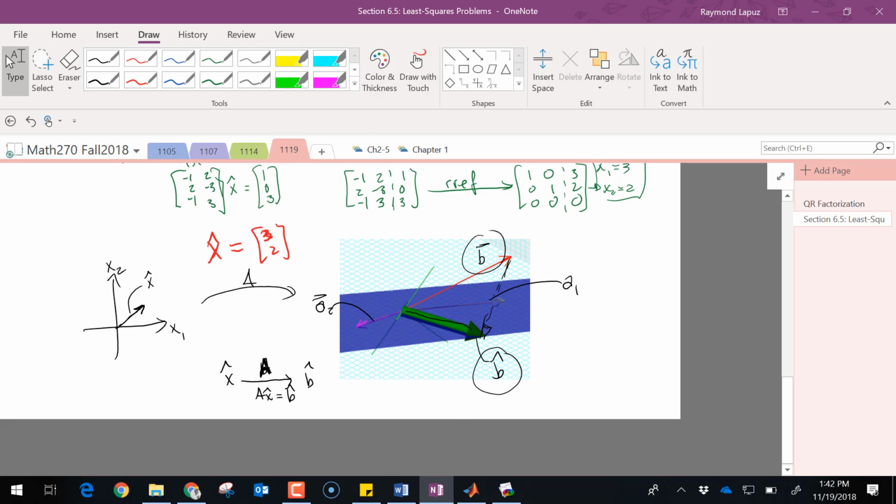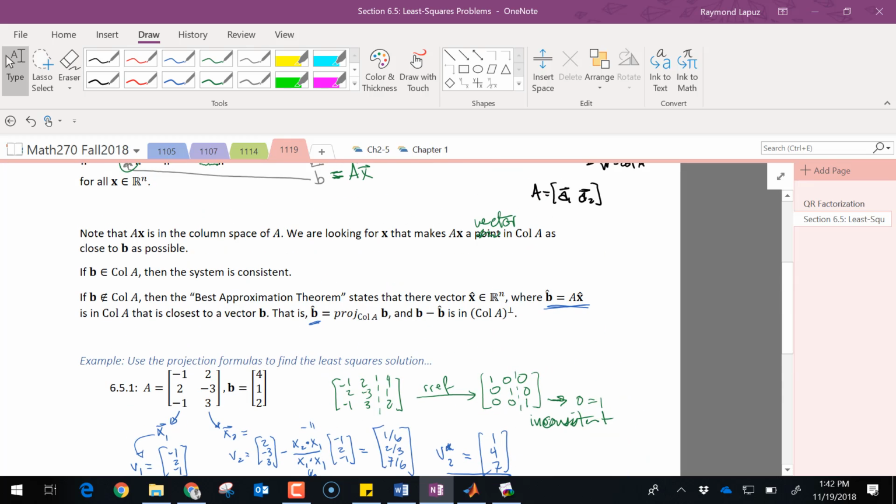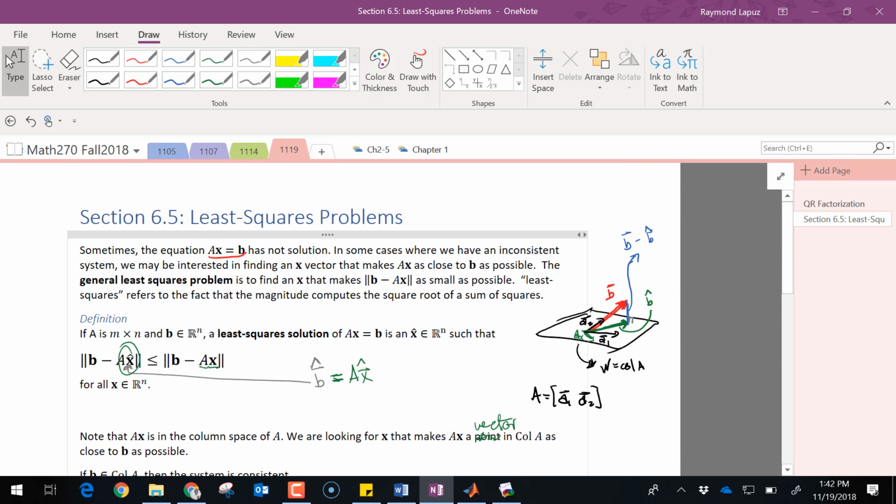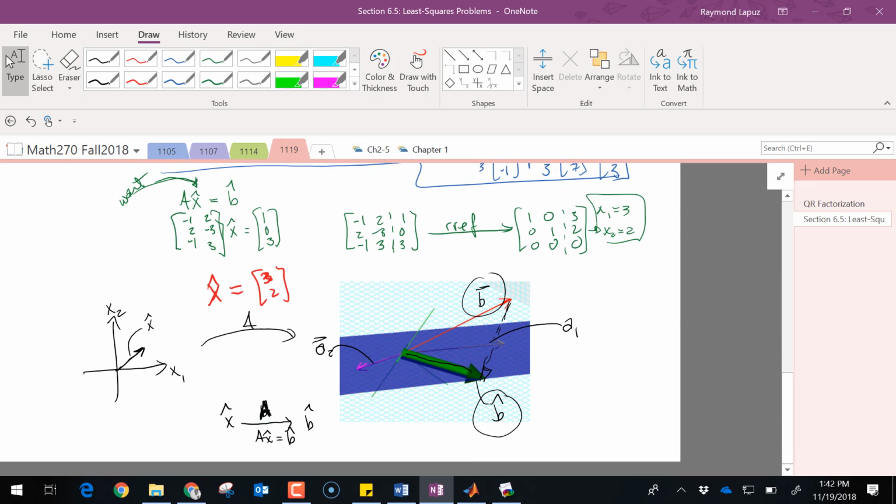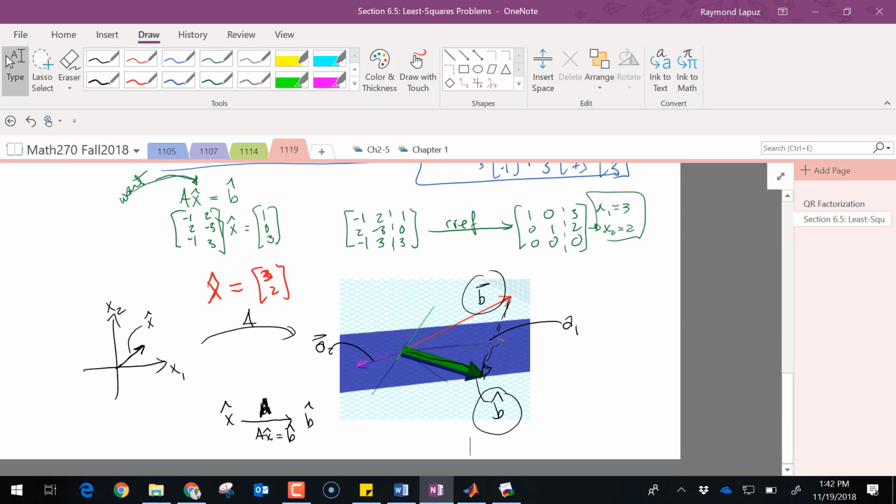Yeah. So that B minus B hat, also known as B minus A X hat, because A X hat is B hat, that's going to be the smallest distance we have for any generic X value that you see. Well, no, the B hat is within the span of the column space. So the B hat here, this big vector, is actually on the plane. It's a new vector, but it's on that plane that we're looking at.